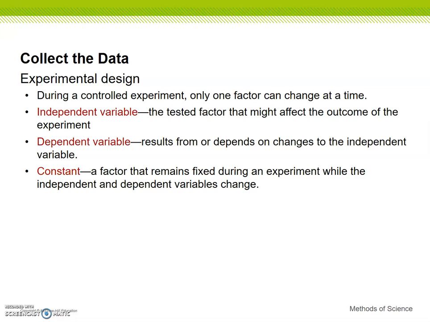And then we have constants, which are factors that remain fixed during an experiment, while the independent and dependent variables change. So a constant is never going to change. It's going to remain constant. It's going to stay exactly the same throughout the entire duration of the experiment.